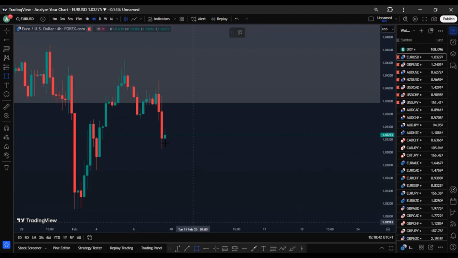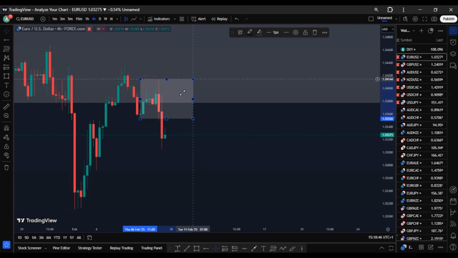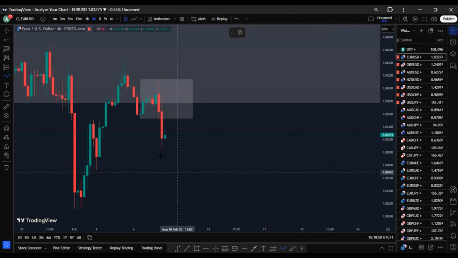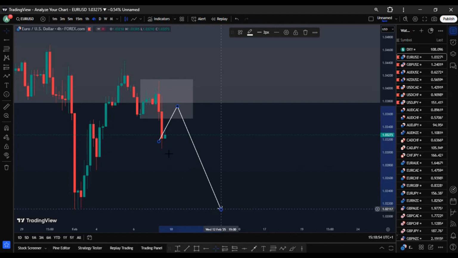If you look at the 4-hour, we have this order block here, right? We have this order block here now. So what I'm looking forward to is for price to do something like this. I'm looking for price to retest this area and go lower.